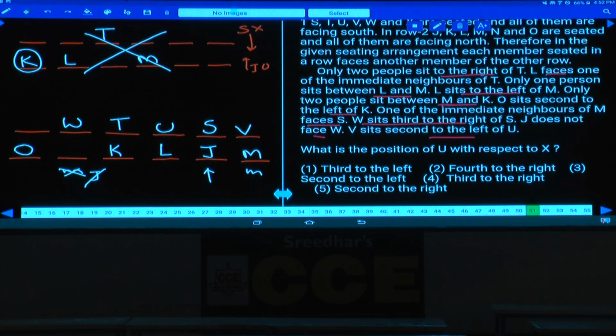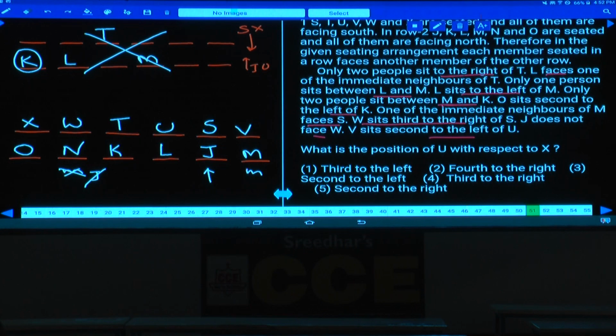S, T, U, V, W, X is here. Then in this one, L. Then in the next one, who is the person left over here? N is the person left over. N will be here. And this is how these 12 persons are seated in two different rows. S, T, U, V, W, X are facing towards south. J, K, L, M, and O are facing towards north.